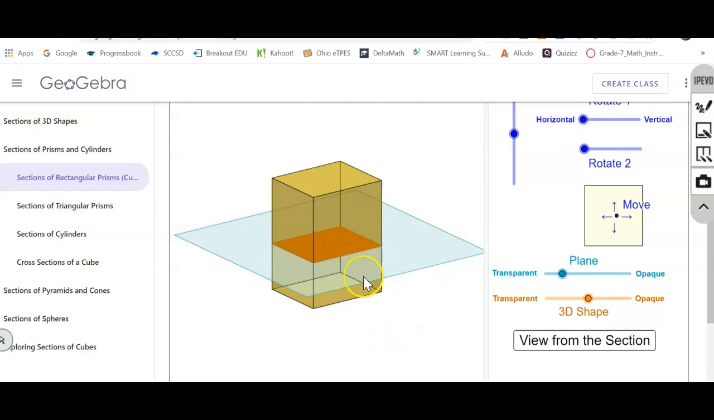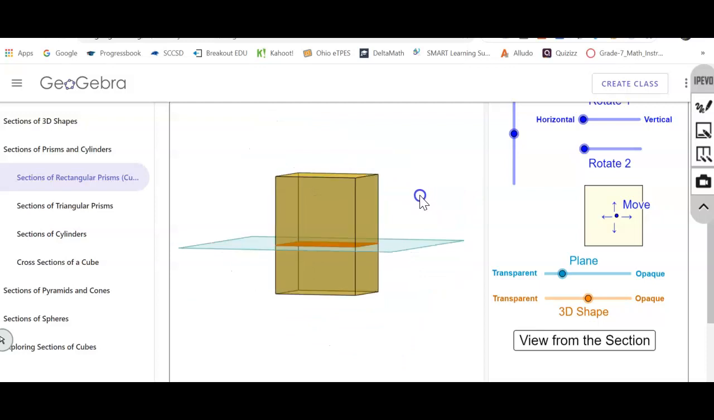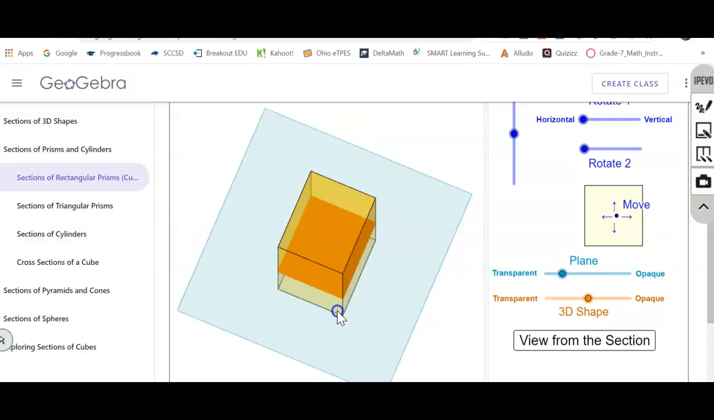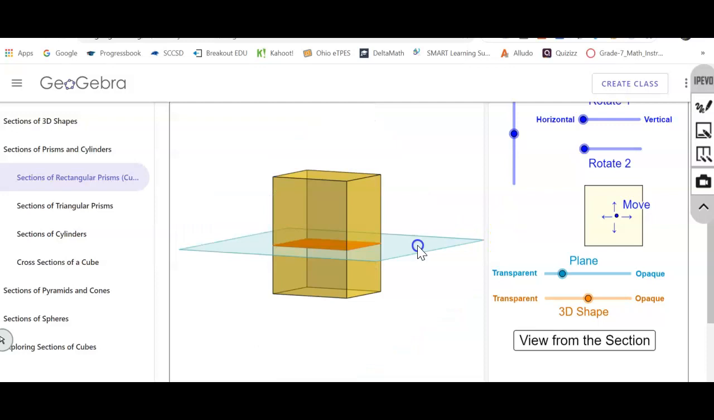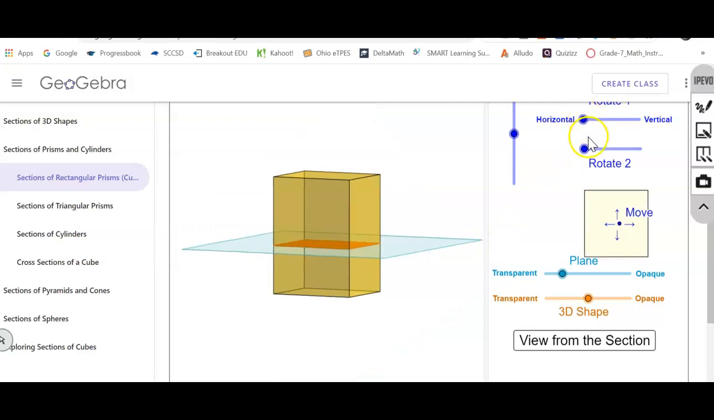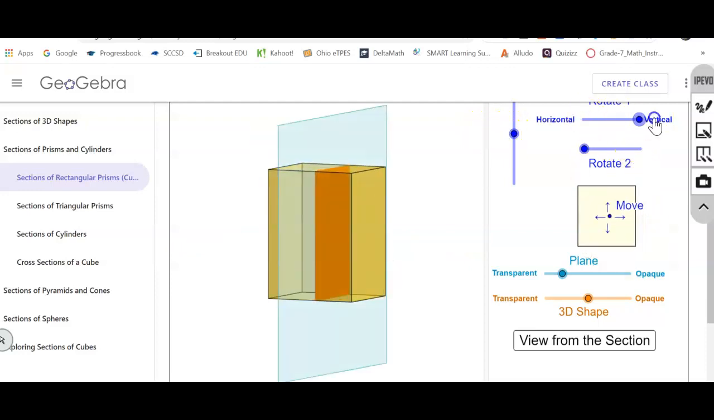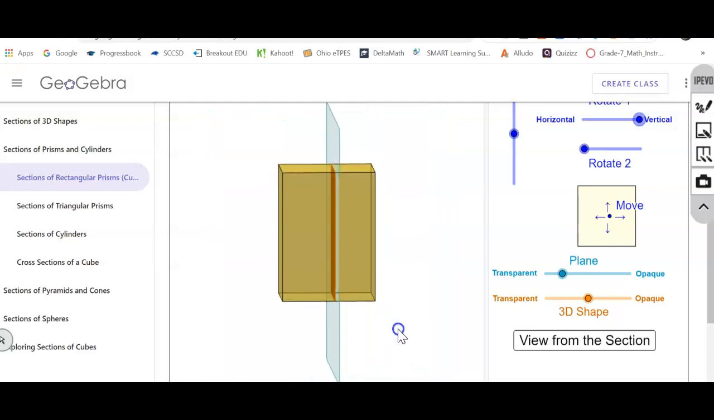So we're looking at right now, you can grab it and you can spin it around and look to see how it's sliced. That's the cross section right there. You can see how it's sliced through, and you can move it around and see. We can also change the slice to a vertical just by flipping right there, and then you can spin it around and see what shape do we get. The rectangle, yeah, right.